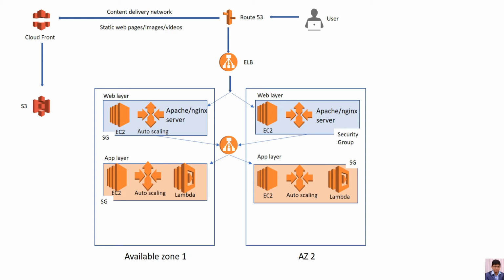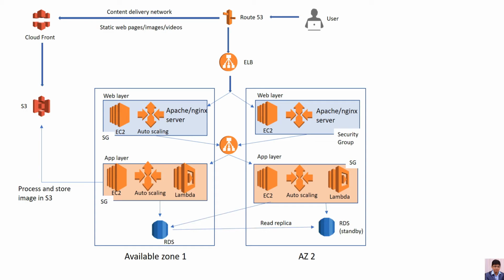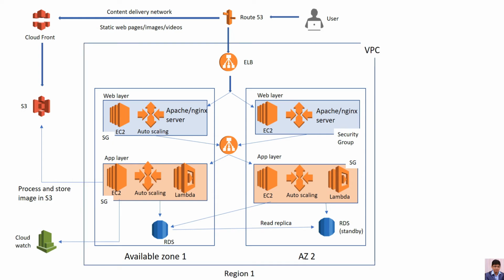The app layer takes care of processing business operations and associated logic, like processing an image and storing it in S3, and reading and writing data from databases. So for the database we use a different AZ to keep a replica in standby position. All the logs can be logged in CloudWatch. Both these availability zones are present in one region, say India.